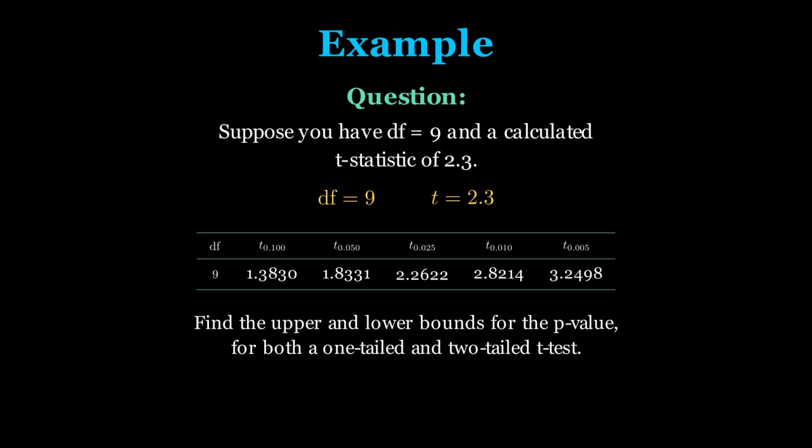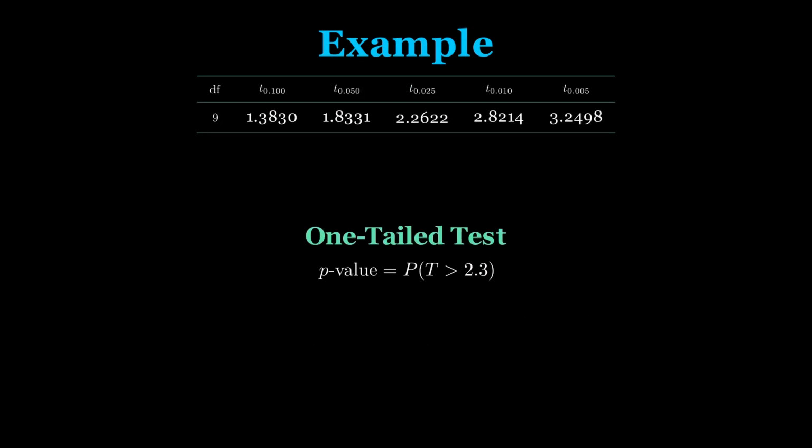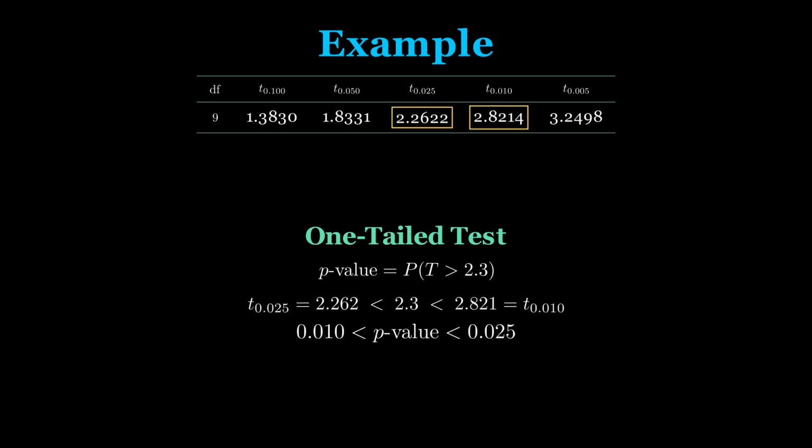We want to find the upper and lower bounds for the p-value using the provided t-distribution table, performing both a one-tailed and a two-tailed t-test. Let's start with the one-tailed test. The p-value is the probability that t exceeds 2.3 under a t-distribution with 9 degrees of freedom. Looking at the table, 2.3 falls between the critical values 2.262 and 2.821. Those correspond to tail probabilities of 0.025 and 0.01. So the one-tailed p-value is between 0.01 and 0.025.